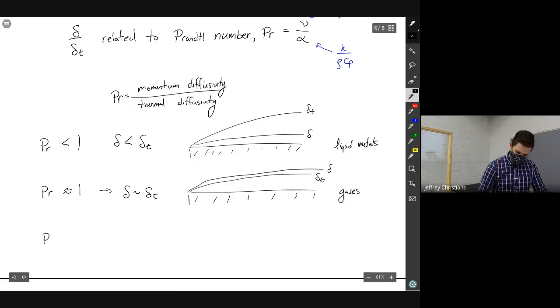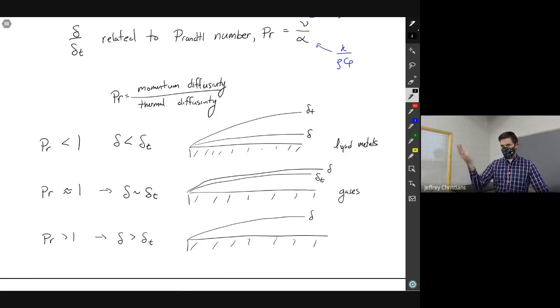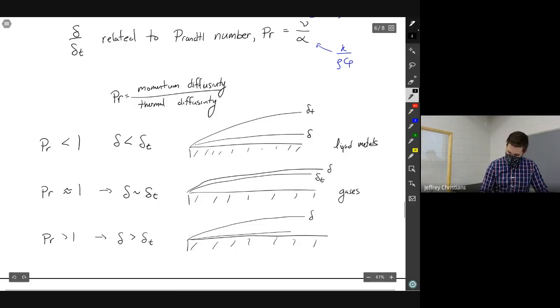Prandtl number greater than 1. That means that delta is greater than delta T. So here is delta, so the momentum changes up pretty high in the fluid, but all of the heat transfer action happens kind of within that delta T.